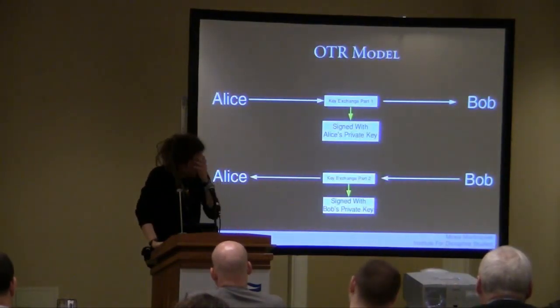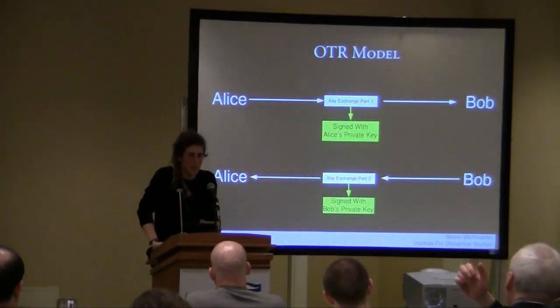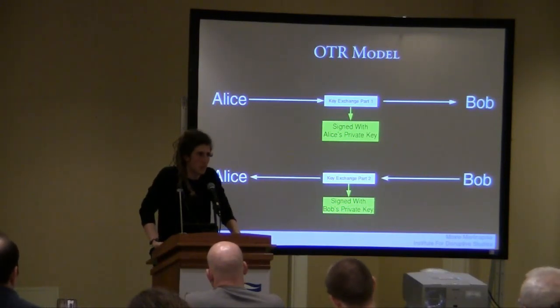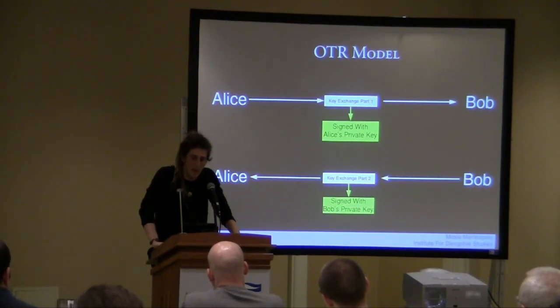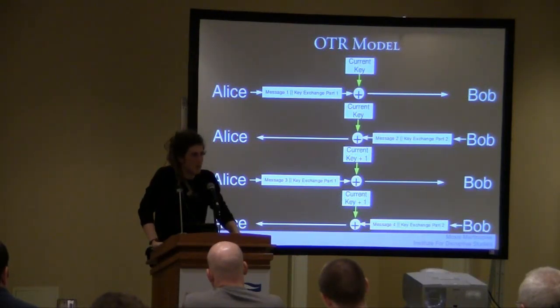And so what these people are proposing instead is this OTR model, where instead of actually encrypting data with your public key pair, you only use those keys to sign ephemeral key exchanges, right? So I do an ephemeral key exchange with Bob. Each part of that ephemeral key exchange is signed with our public key pair, and so then you use this ephemeral session key to communicate.